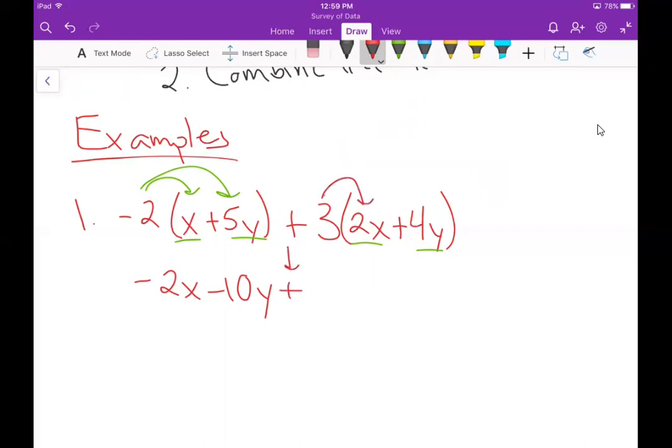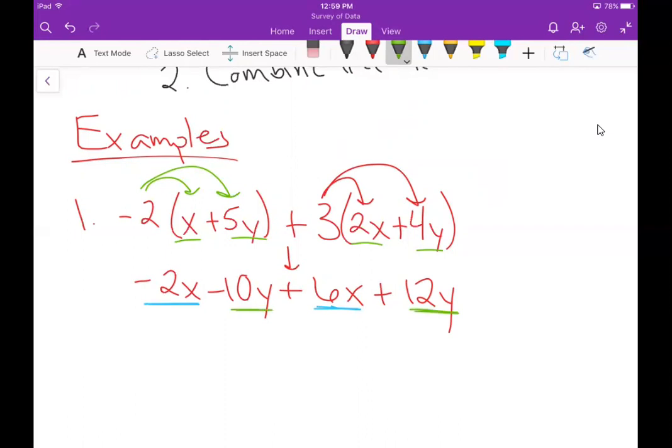Then this 3 gets distributed through the inside. Plus 3 times a positive 2x gives us a positive 6x. 3 times a positive 4y gives us a positive 12y, from taking the 3 times the 4. Don't lose any of your signs there. Now, again, we can start thinking about, okay, I see some like terms. I see some x's here, I see some y's here, and I want to think about combining them.